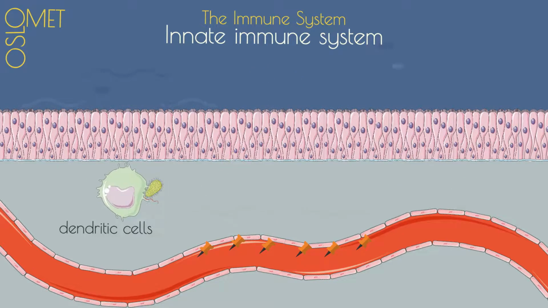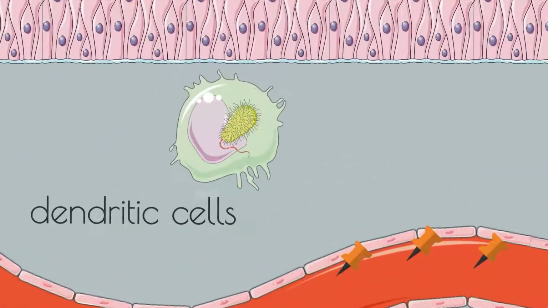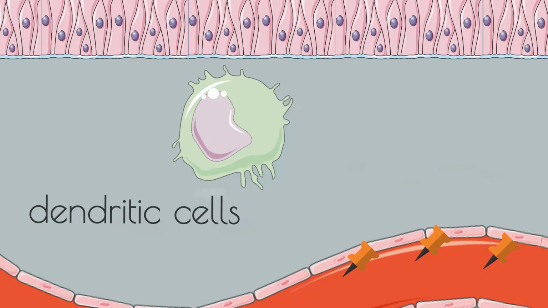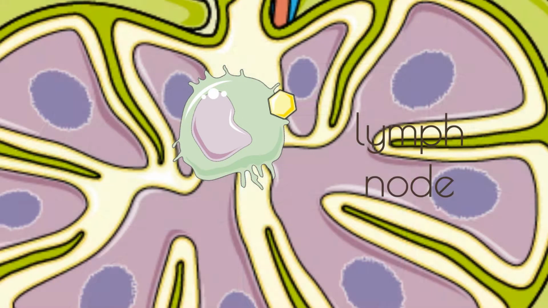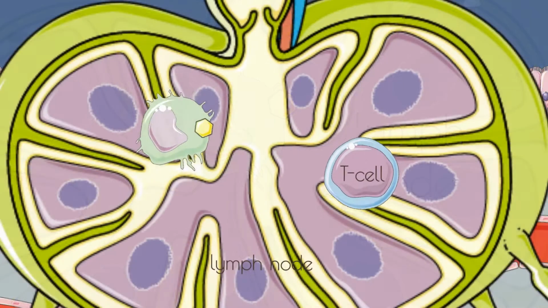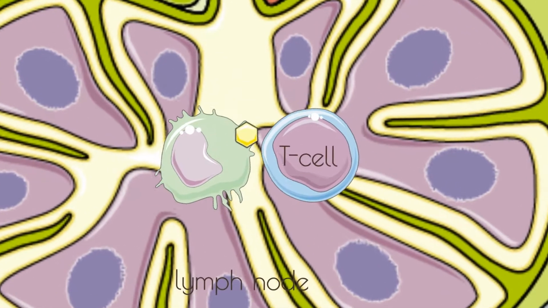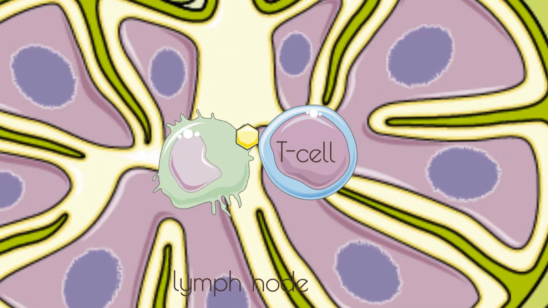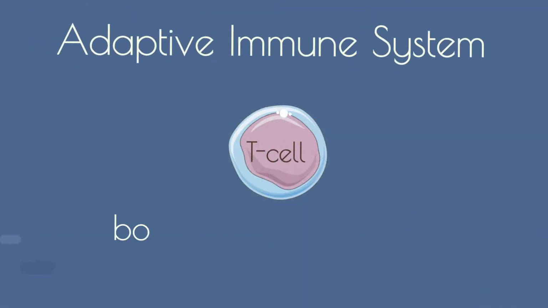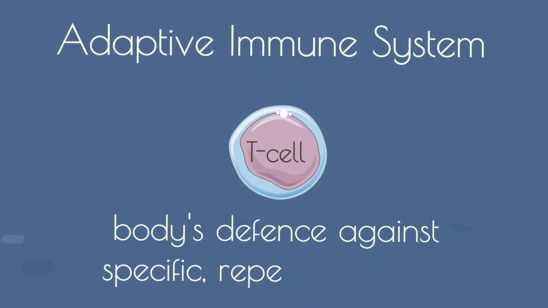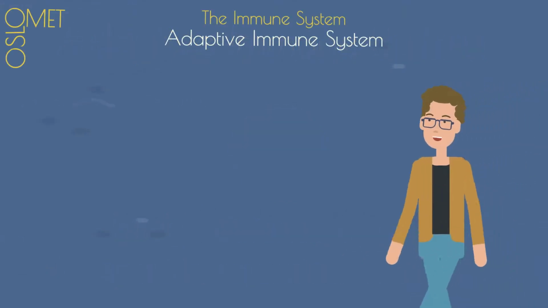Dendritic cells ingest PAMPs at the site of infection and process them into peptides that are displayed on their cell membrane. After that they enter lymphatic vessels and reach the lymph nodes. Here, they can meet naive T cells and activate them with specific antigen. T cells are a part of our adaptive immune system, which is our body's defense against specific repeated threats, which we are going to explain in the next video.